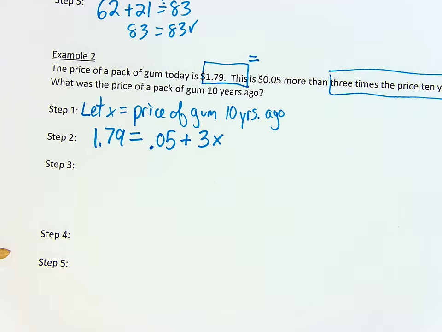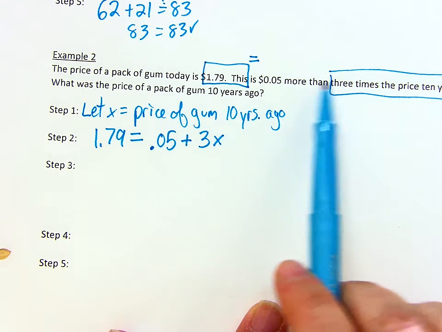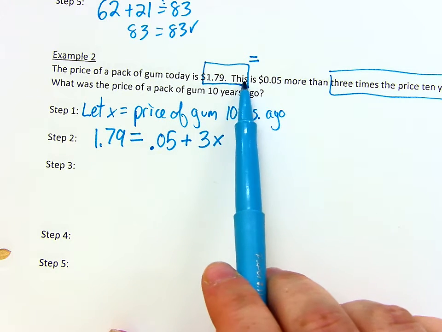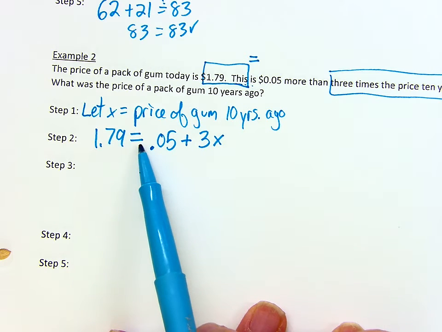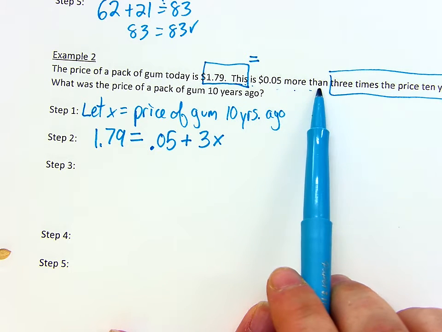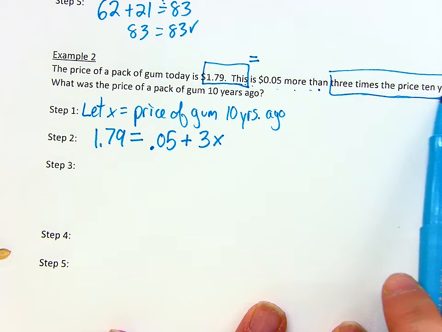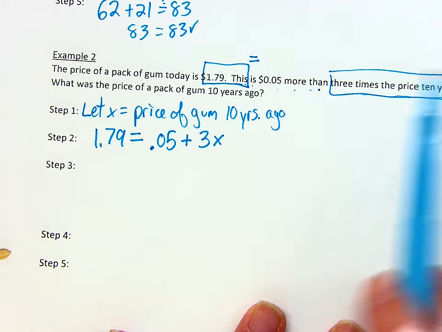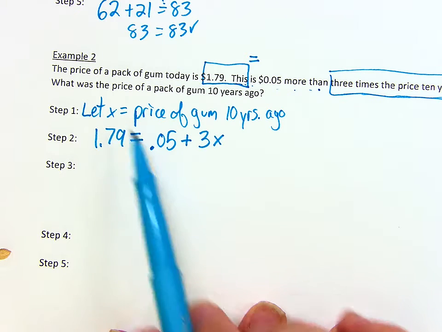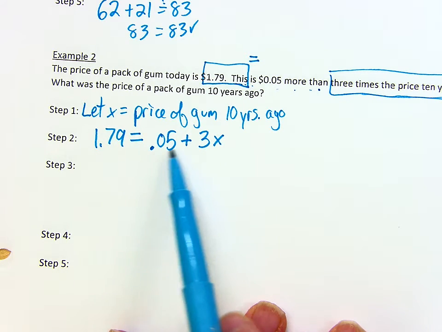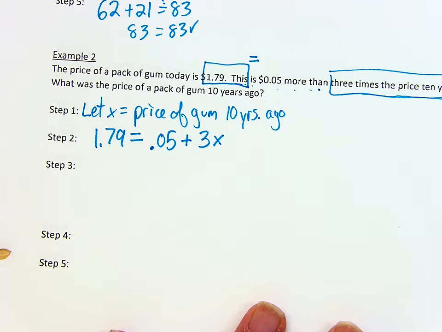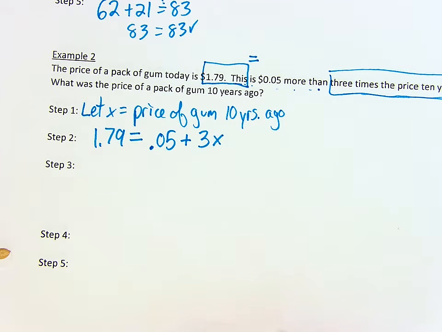So, does my equation make sense to you guys? Do you see how I just changed their words? And I'm just going in order. $1.79. This is. So $1.79 equals 5 cents more than. That means I'm going to add 5 cents to 3 times the price 10 years ago. The price 10 years ago was X, and I want 3 times that. So there's my equation. Is this okay? Yeah? Everybody's all right? Okay.